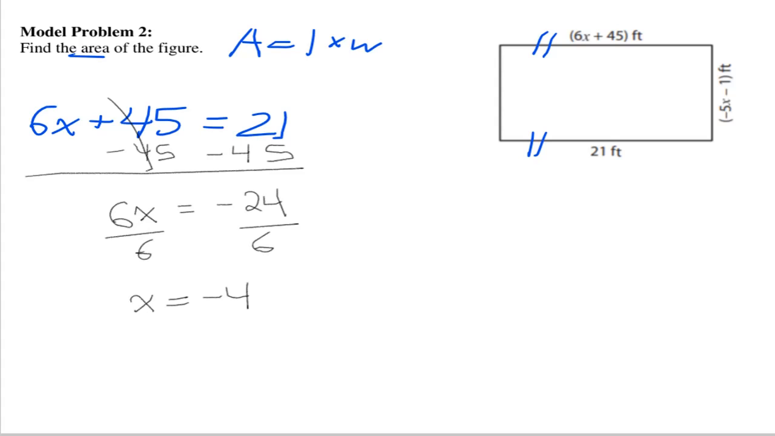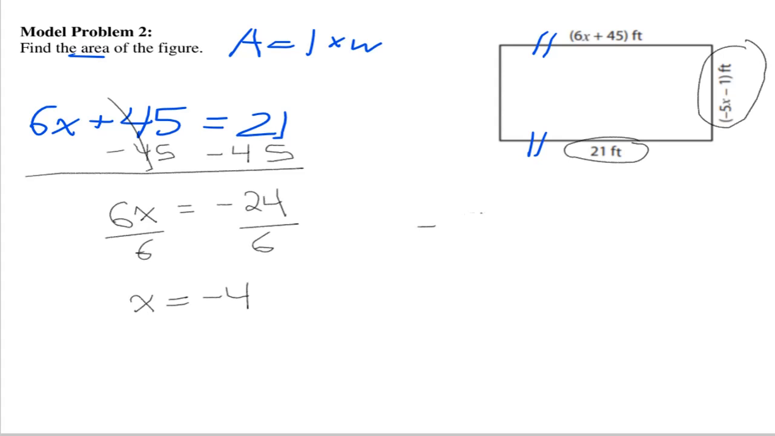Now you might have stopped and said, wait a minute, you can't have a negative side. Well, it's true, I can't have a negative side. But it's just telling me x is negative 4, not the whole side is negative 4. Alright, so again, why did I get this? Well, I have one side that I need. I have the length. I just need the width, which I don't have yet. So I'm going to use this to find my width.